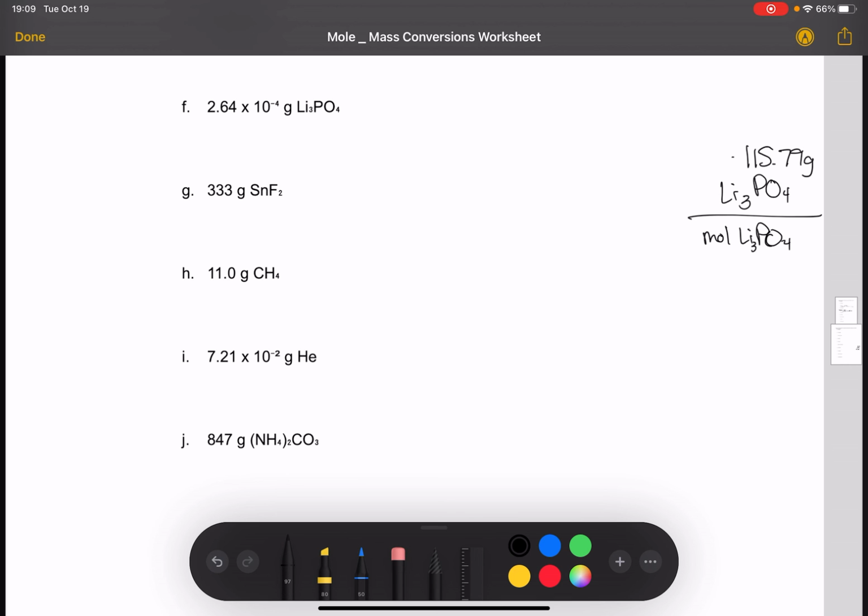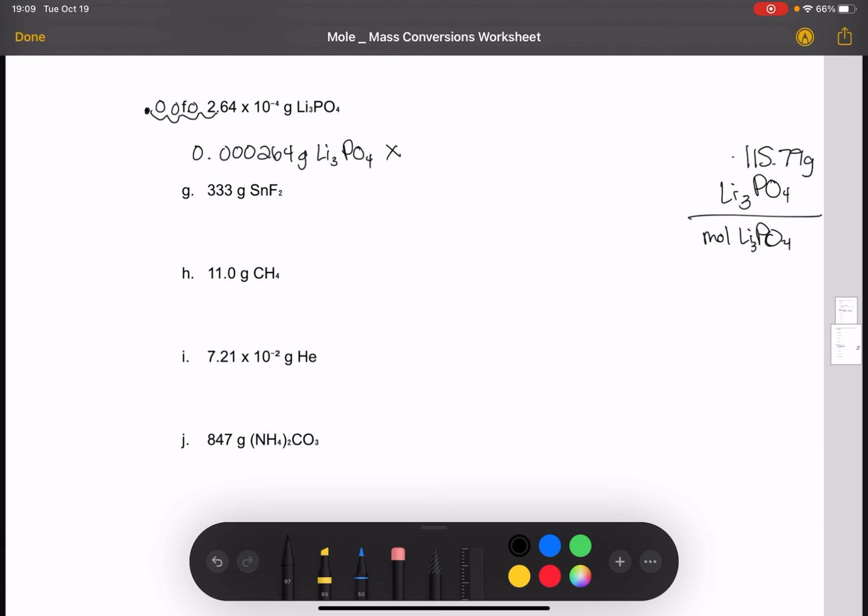So let's take what we're given. We've got scientific notation here, so we need to move our decimal point 4 places to the left. 1, 2, 3, 4. There's my decimal point, and I've added 1, 2, 3 zeros. So let's rewrite that number. We've got 0.000264 grams of lithium phosphate.